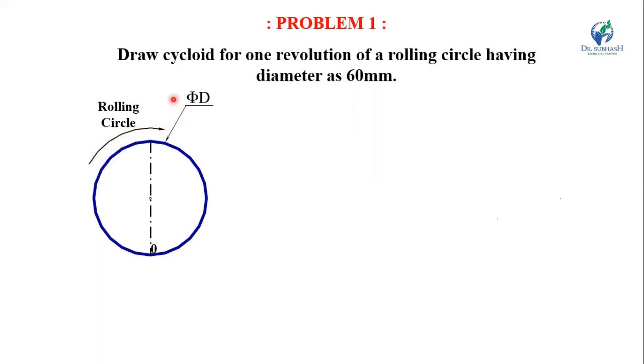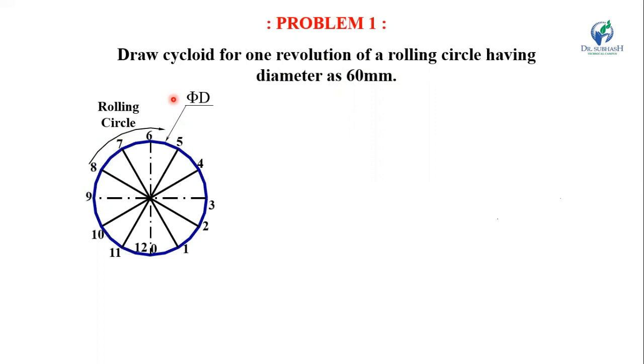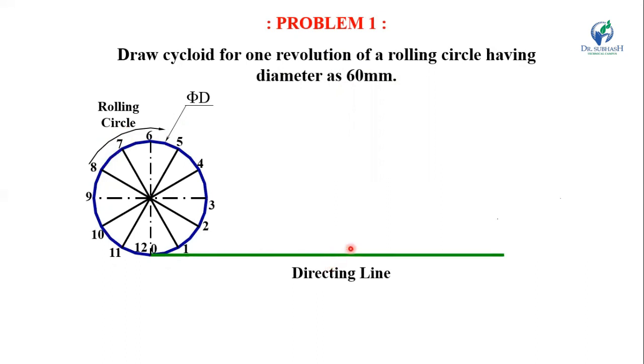Now divide this circle into 12 equal divisions: 1, 2, 3, 4, 5, 6, 7, 8, 9, 10, 11, and 12. Now we have to draw a directing line. What will be the length of this directing line? The length of the directing line is equal to pi d. So in our case, you have to multiply 60 with pi and you will get the total length, or we can say 2 pi r. So the length of the directing line is 2 pi r or pi d.